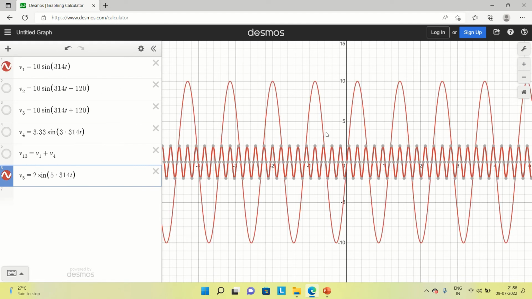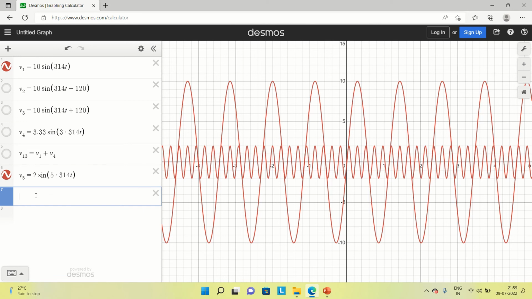Let me check it. So this is one complete cycle. So between this point and this point, that is 0 to 1.146, between these 2 points, you could observe that 1 2 3 4 5 different cycles. So 5 different cycle within one cycle of fundamental 50 Hz signal. Okay, now I'm going to combine these two.